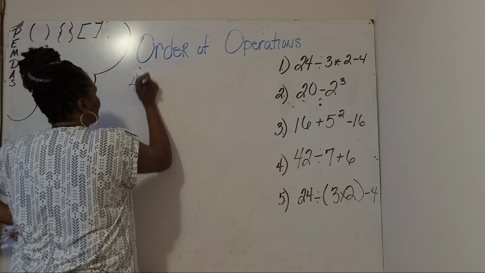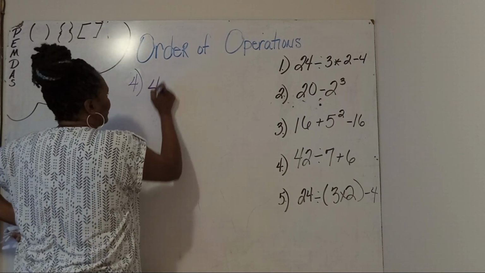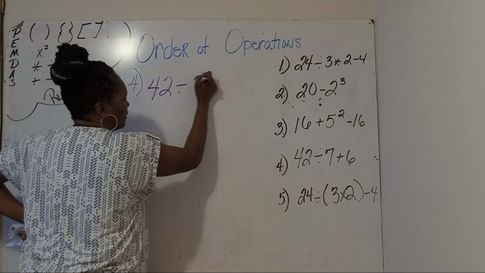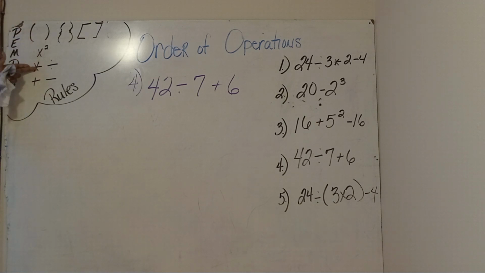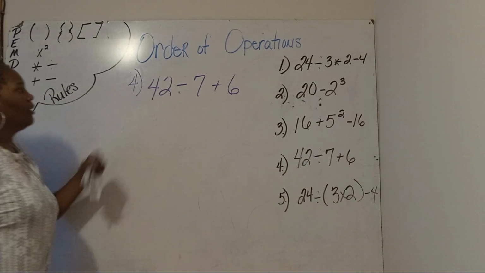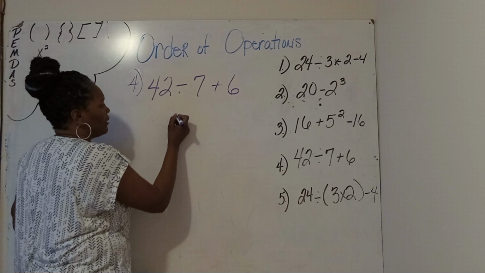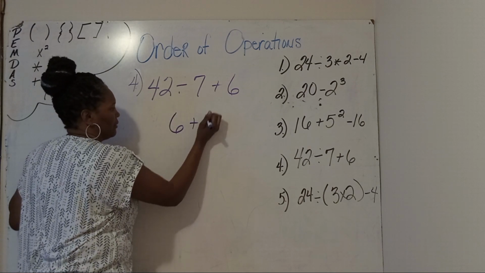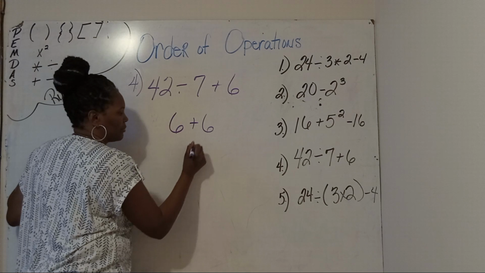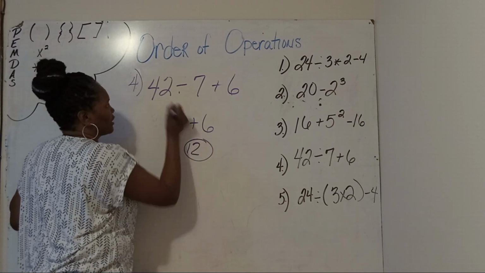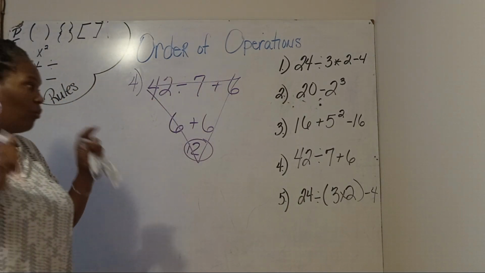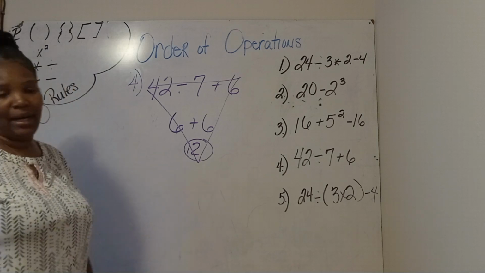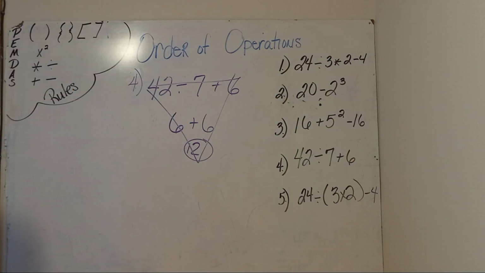Number 4. 42 divided by 7 plus 6. All right, according to order of operations, division comes before addition or subtraction. So 42 divided by 7 is 6. I'll bring this down. 6 plus 6 is what? 12. My answer is 12. I have a Dorito chip. I did everything one step at a time, came up with my answer. It's that simple. Too easy.